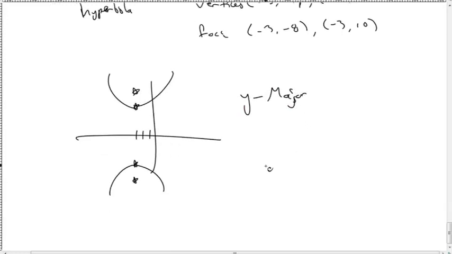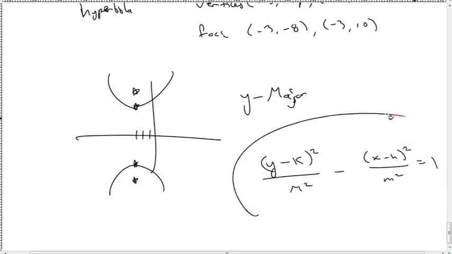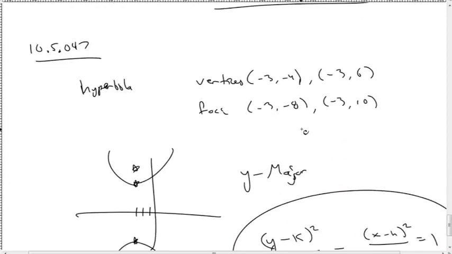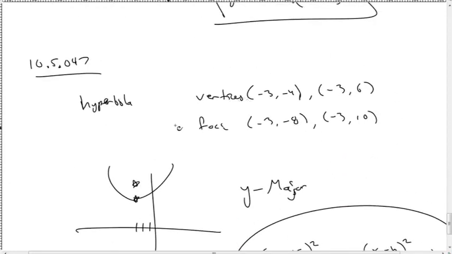And so in particular, what I'm going to have is a y minus k all squared divided by major squared, and then a minus sign x minus h squared all over the minor squared equals 1. This is my format. That's my equation I'm going to look for in the end. I just now need to fill in the gaps. And I should be able to find the center pretty easily. Basically, it's going to be in the middle of all that stuff. And you can take the middle of either one. I'm going to just take the middle here.